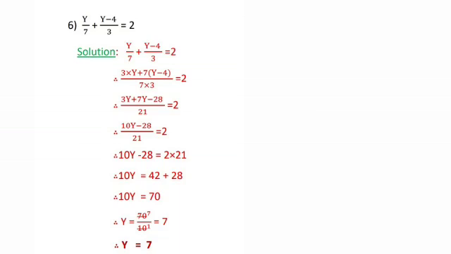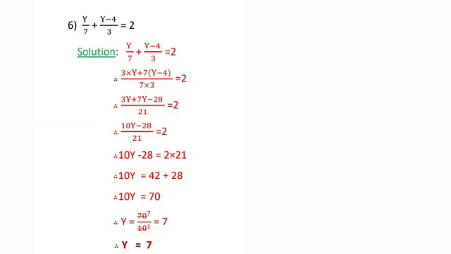So 2 into 21 is what? 42. Correct. Now this minus 28 when it goes to your right hand side gets converted into plus 28. So you are going to write therefore 10y is equal to 42 plus 28. So 10y is equal to 70.